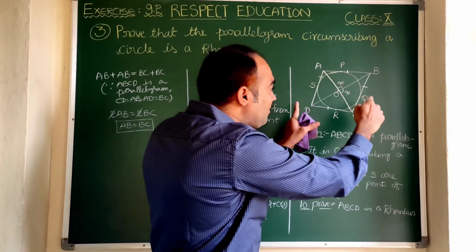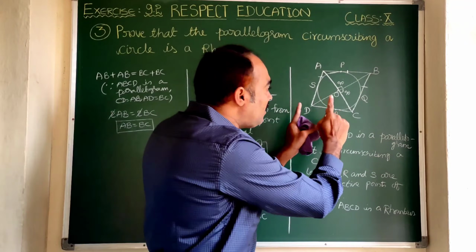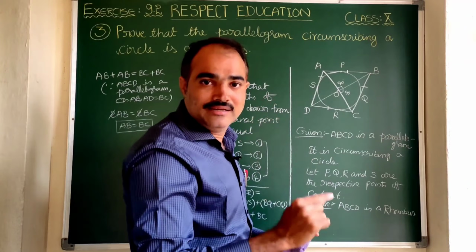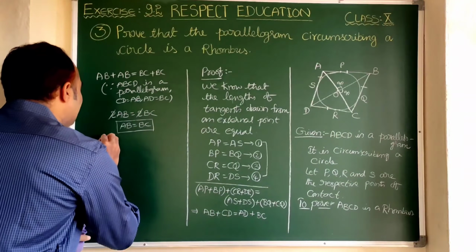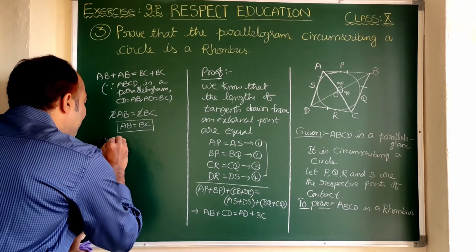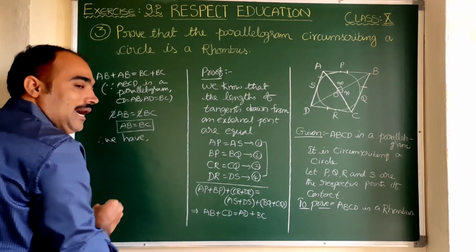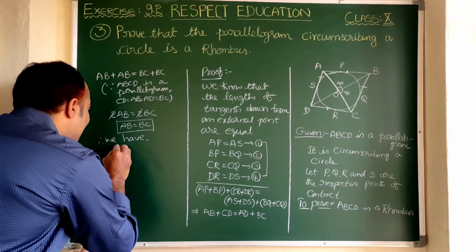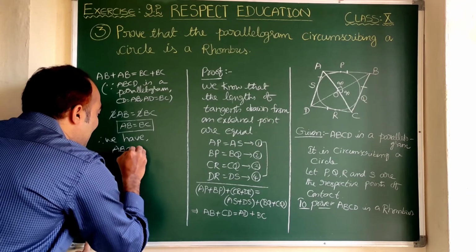But instead of writing all these things, we can conclude it with a single line. That is, here I am writing the conclusion that ABCD is a parallelogram.